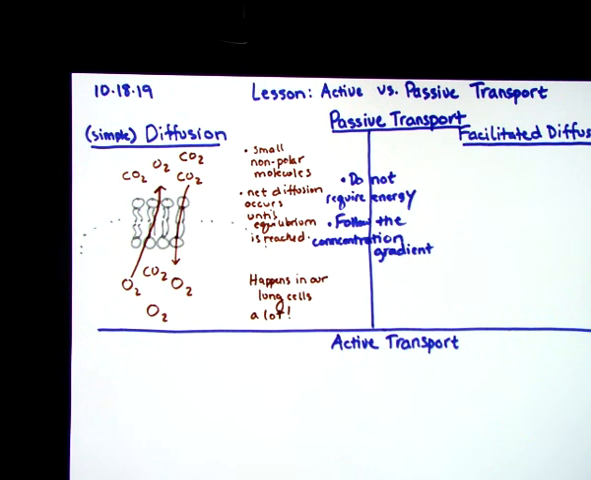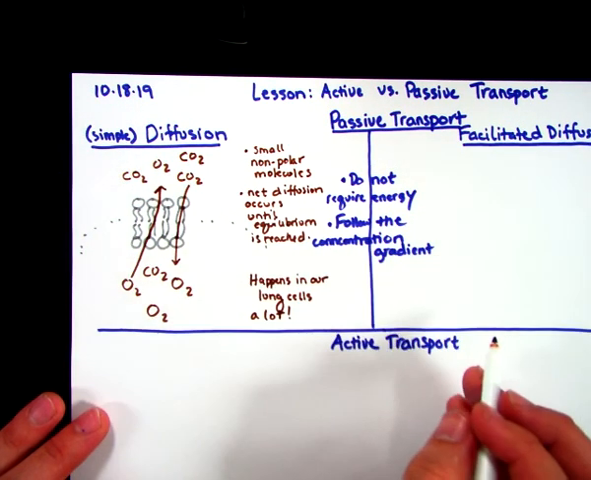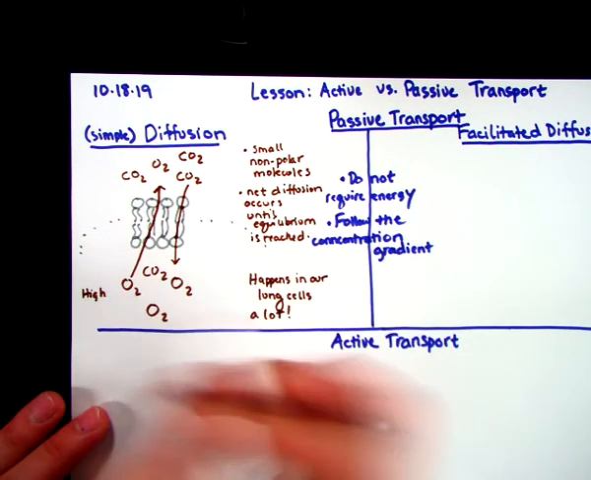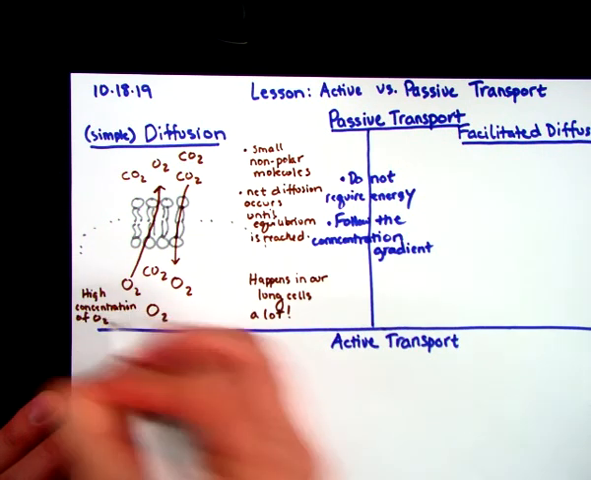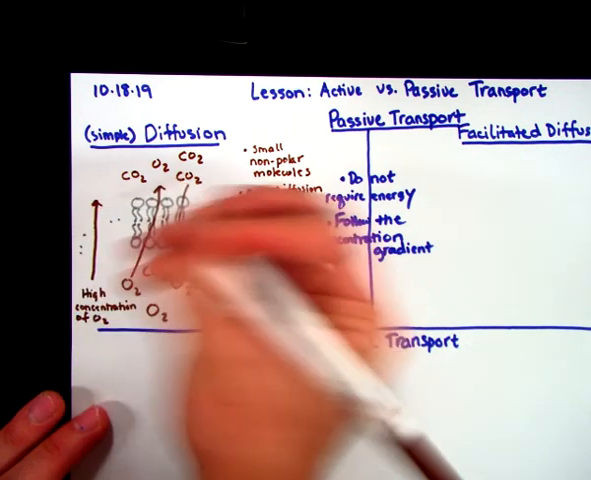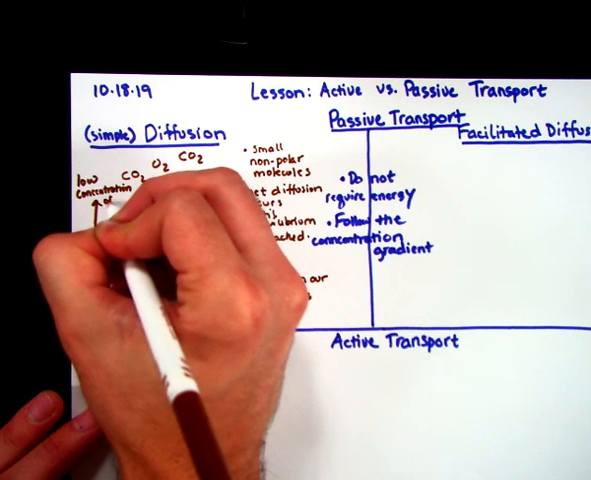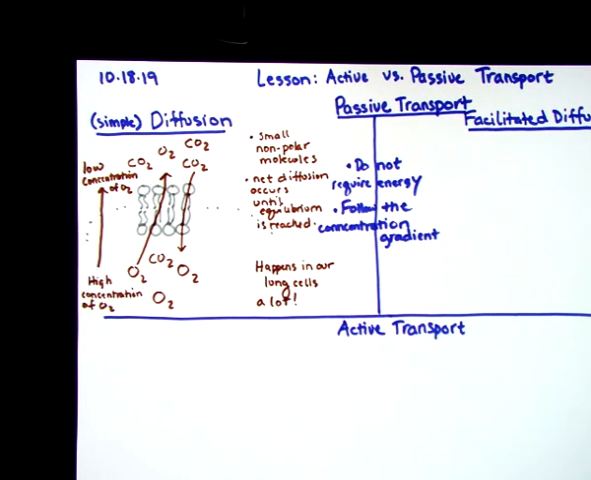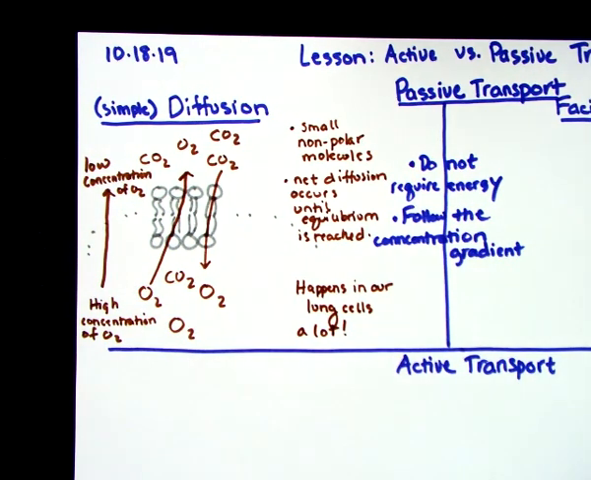Okay. Simple diffusion. Like I mentioned, concentration gradient, we're going from high concentration of oxygen or carbon dioxide to low concentration. That's all concentration gradient refers to, is this idea of high to low. Okay, questions so far? We good? Okay.